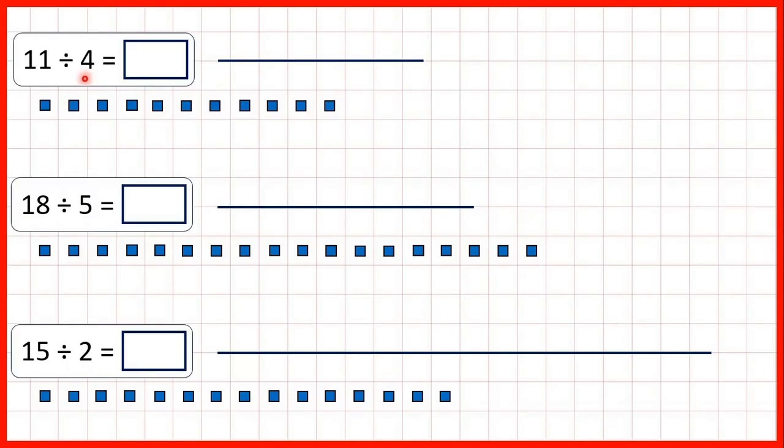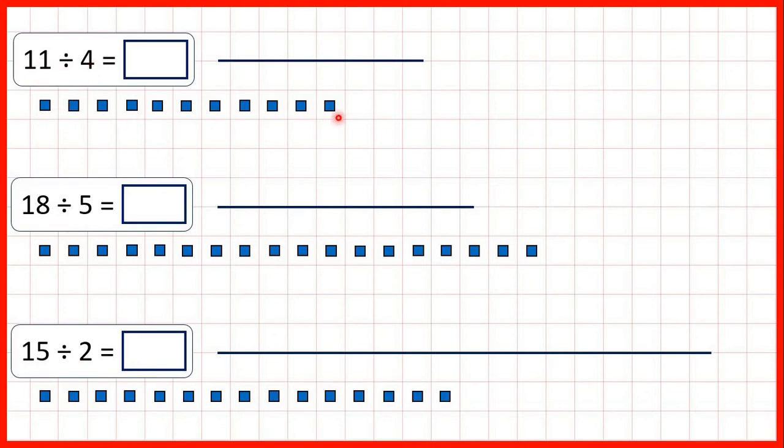Now we have some division questions, but for these questions we're going to get remainders. That's because 11 isn't in the 4 times table, 18 isn't in the 5 times table, and 15 isn't in the 2 times table. So let's start with 11 divided by 4.